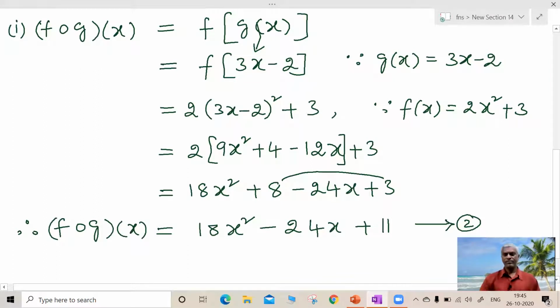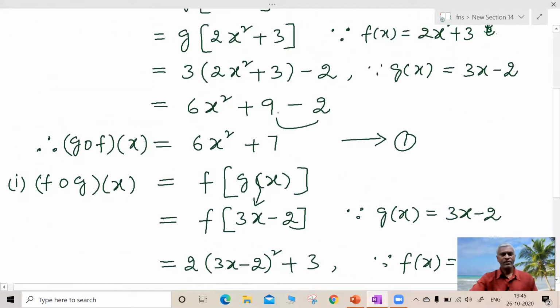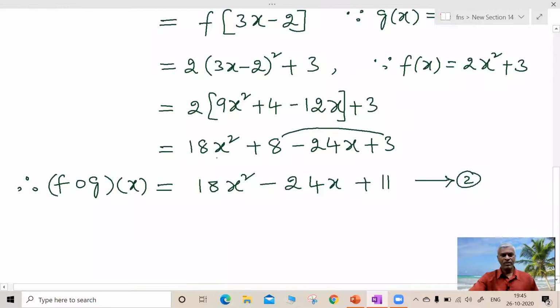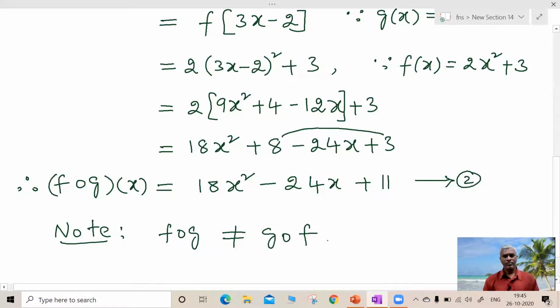You can observe f∘g and g∘f. g∘f is 6x² + 7 and f∘g is 18x² − 24x + 11. So you can notice that these two are not equal. Already I explained in previous classes. So here what do we notice? Note: f∘g is not equal to g∘f. We note this from this one.